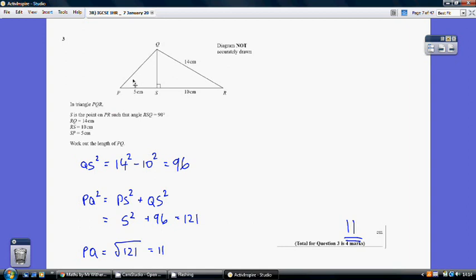So PQ squared equals 5 squared plus QS squared, which is 96. 5 squared plus 96 is 121. So PQ squared equals 121. So PQ is the square root of 121. And using our calculator, we get 11.